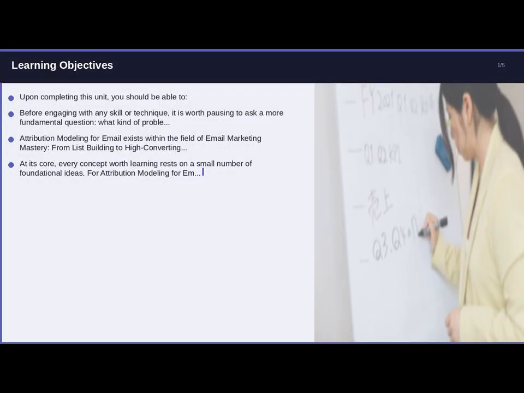Upon completing this unit, you should be able to articulate the core principles of attribution modeling for email in your own words without reference to notes, distinguish between correct and incorrect applications of these principles in realistic scenarios, identify the conditions under which standard approaches are appropriate, and when alternatives must be considered, apply the concepts from this.